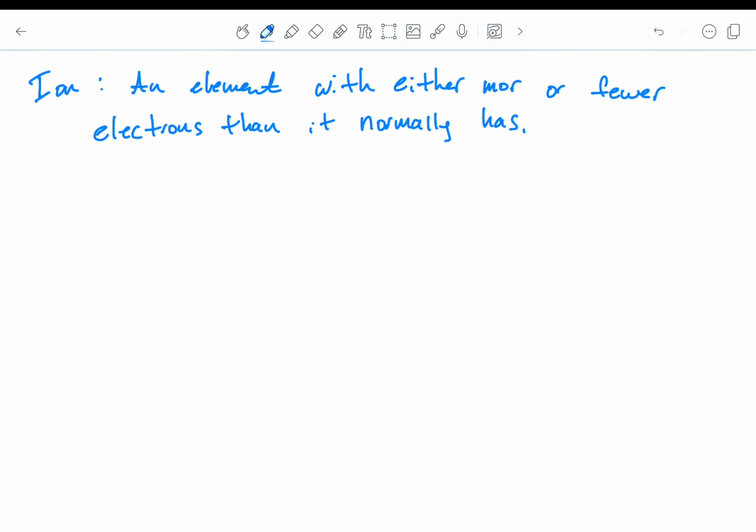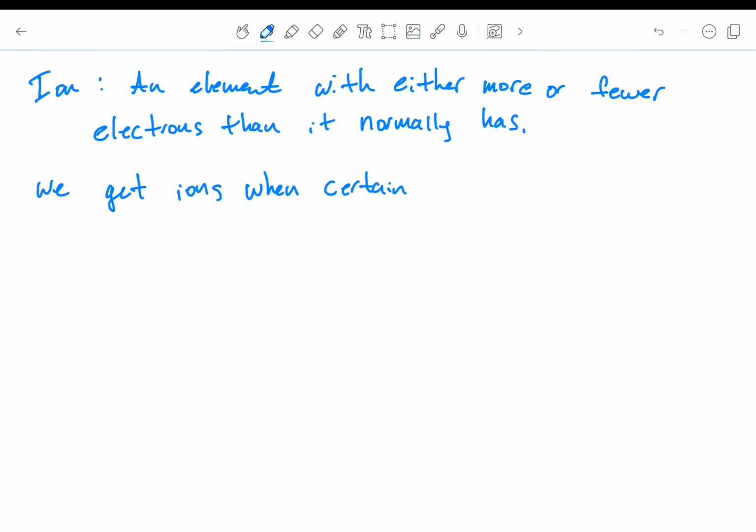So that's the first thing we do. We define the ion. It's an element with either more or fewer electrons than it normally has. And we get ions when certain elements take or give electrons from their valence. So let's write that down. For the most part, we have ions of every element, but some of them are much more likely to become ions than others, and others will simply share their electrons. So they won't give or take, they'll just share their electrons.